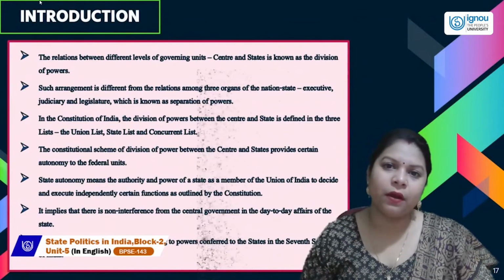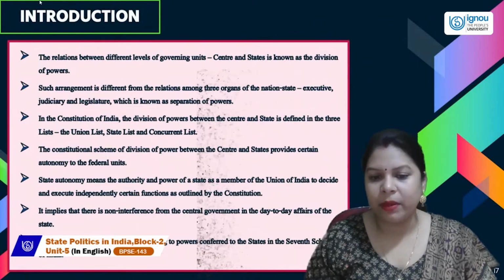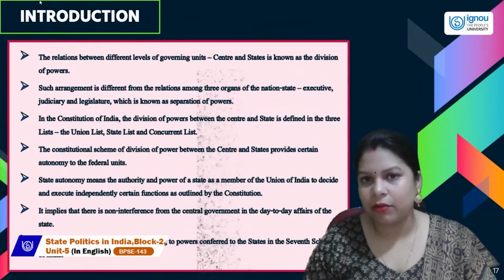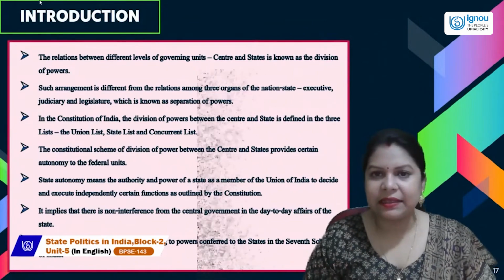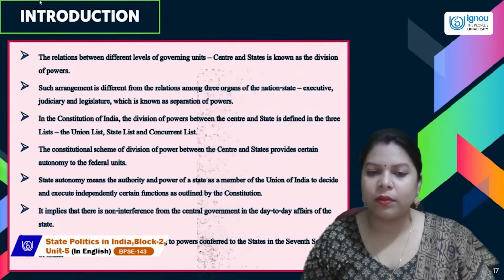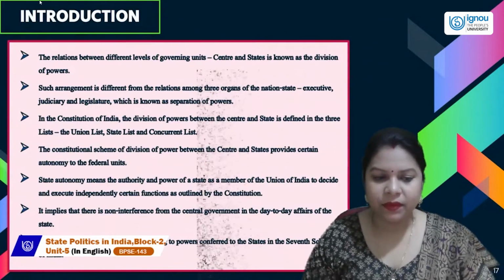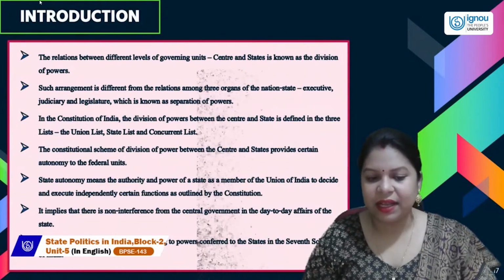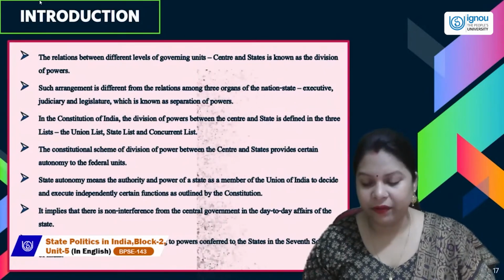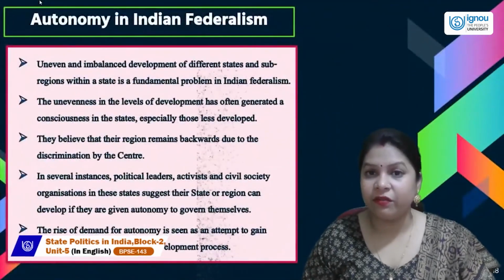So autonomy means some kind of freedom, some kind of independence, and state autonomy means that a state has certain functions outlined by the constitution, and it can decide upon those subjects with very little interference by the Union of India. All the major decisions are taken according to powers conferred to the states in the 7th Schedule of India. So now let's talk about autonomy in Indian federalism.